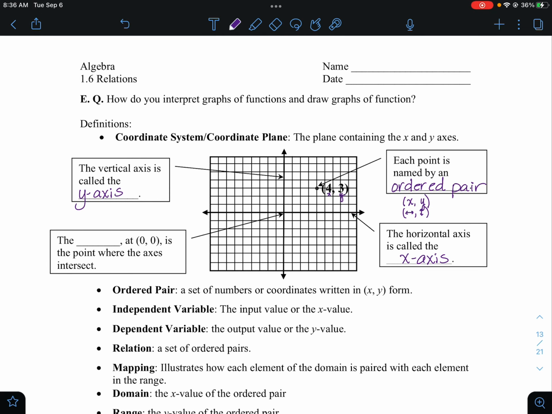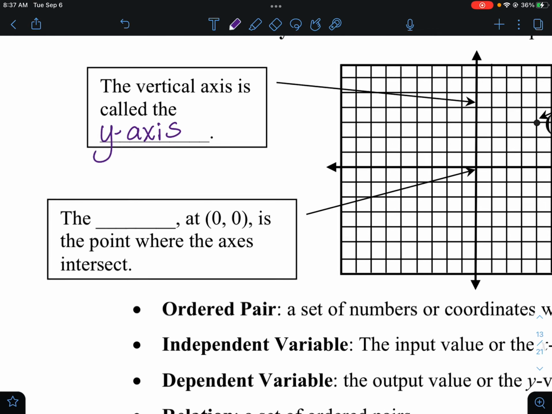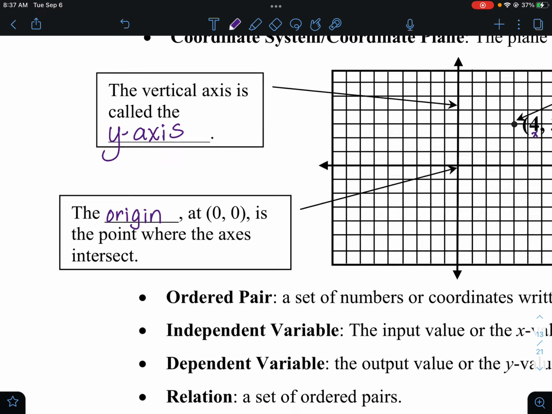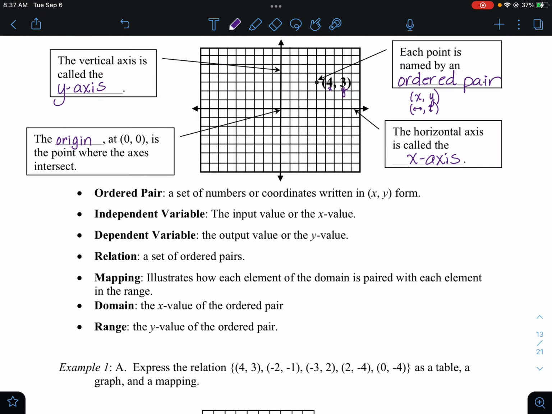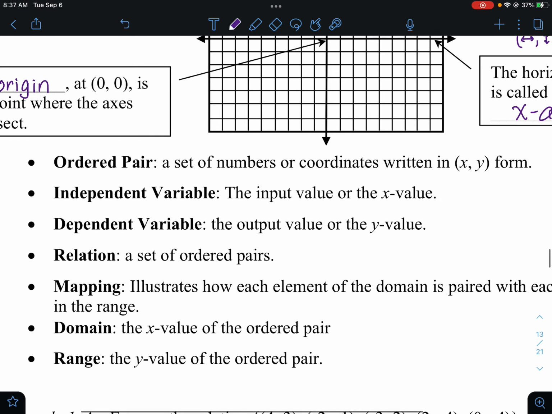Okay, and that point that is at the very middle where the x and the y axis intersect is called the origin. Okay, that ordered pair is 0, 0, and like I said, it's the point where both axes meet. All right, so ordered pair, I went over this a little bit. It's a set of all numbers or coordinates written in x and y form.